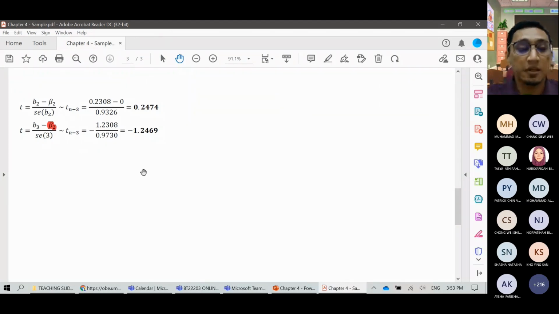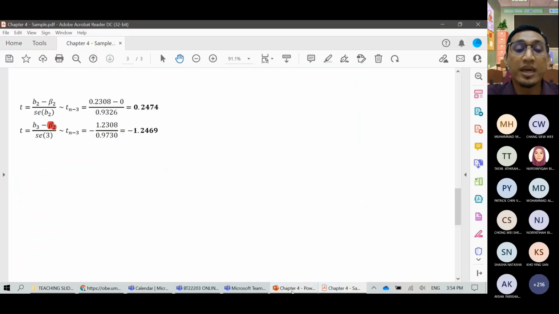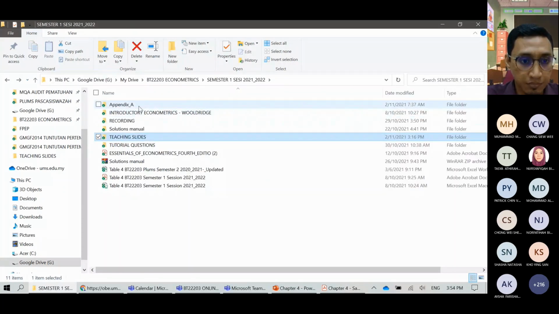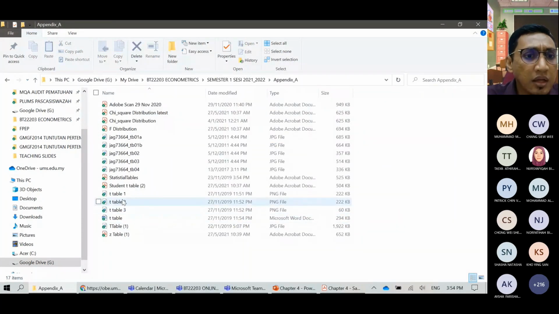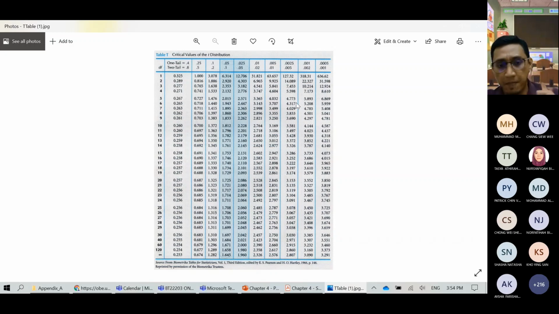After we have identified the t-statistics, the next step is to determine the t-critical value or the p-value. We can refer to the t-distribution table. Let me show you a t-distribution table as an example. Give me a moment. Okay, so this one. All right.